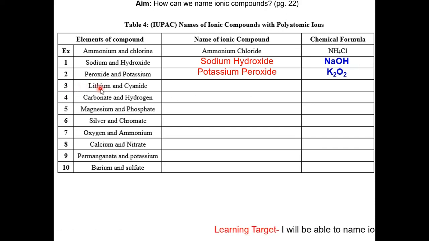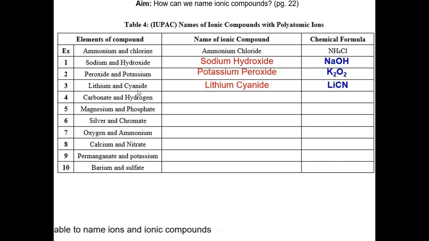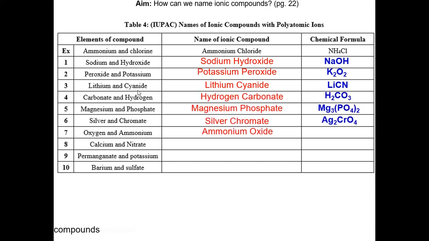For number 3, you have lithium and cyanide. Lithium is Li with a +1 charge. Cyanide is a polyatomic ion, CN with a charge of -1. So the name of the ionic compound is lithium cyanide. The chemical formula is LiCN. So now I want you to do the rest on your own. Pause the video and resume once you complete it. So here are the answers.